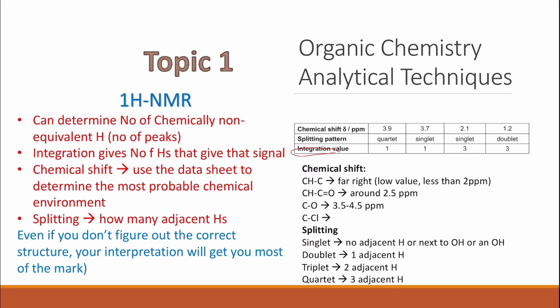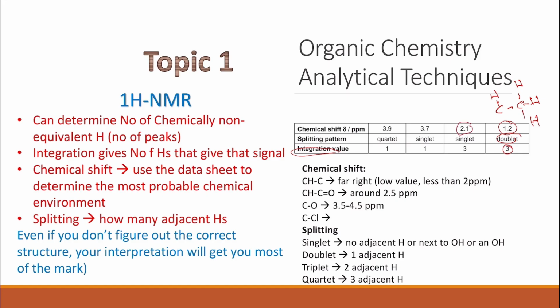So this is a practical example in front of us here. This is a table with the different chemical shifts, splitting patterns, and integration values. We can see that there is a signal here at 1.2. Of course, you're going to use your data sheet to find the most probable chemical environment for this one, but it will be a carbon hydrogen next to a carbon. It's a doublet, which means there is only one hydrogen on the adjacent carbon, and the integration is three, so that means there are three hydrogens that give that particular signal.